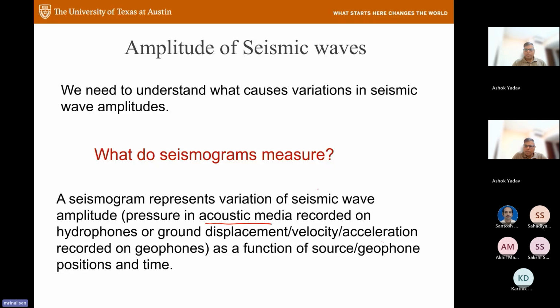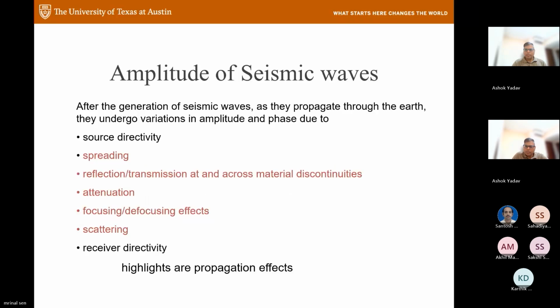Okay, but these amplitudes don't remain constant, as we already saw from the homogeneous model. But now for inhomogeneous, this variation is even more complicated. There are a lot of factors that affect the seismic amplitudes.